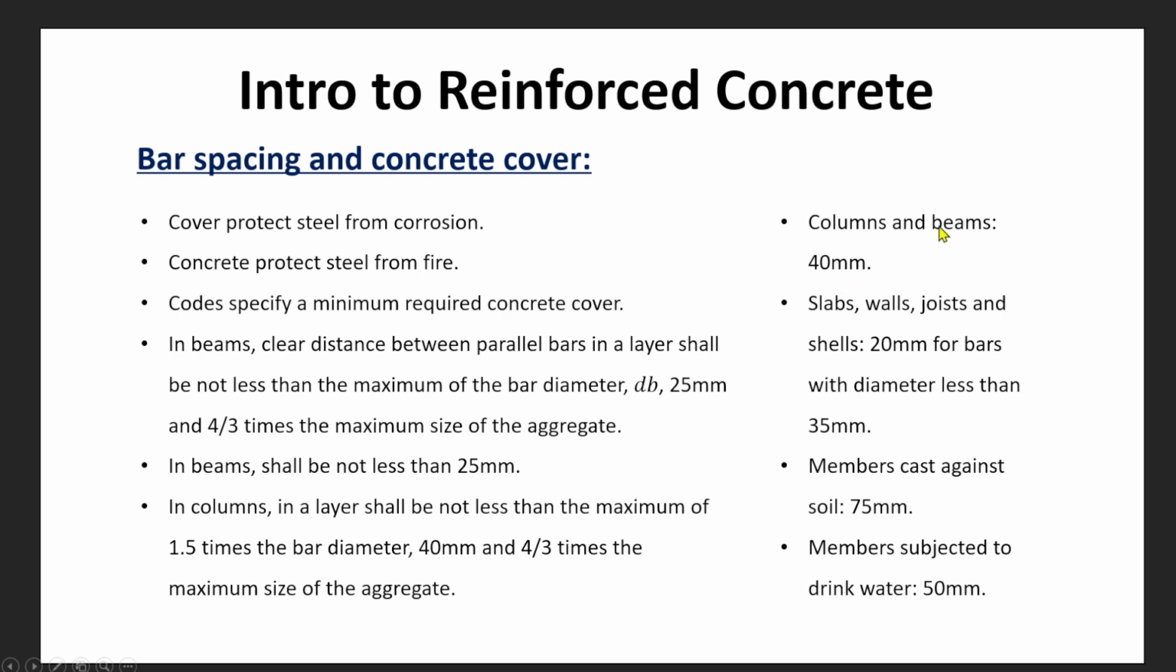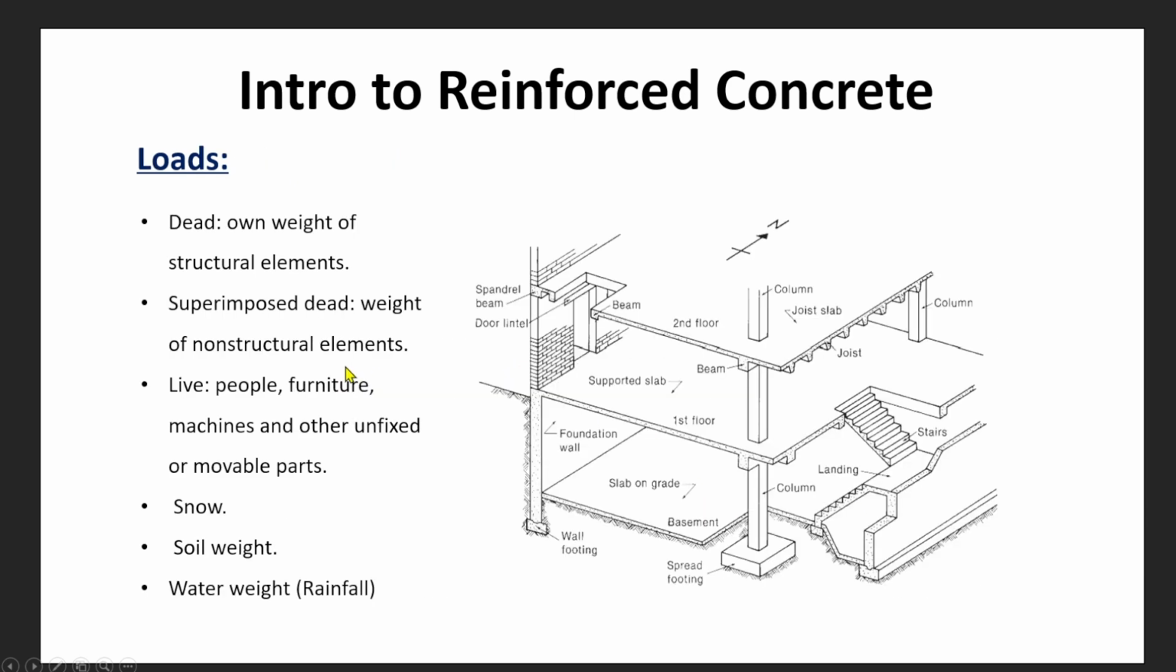Generally, columns and beams are to be 40 millimeters clear cover; slabs, walls, joists and shells 20 millimeters for bars with diameter less than 35. Members cast against soil, 75 millimeters. Members subjected to drinking water, 50 millimeters.